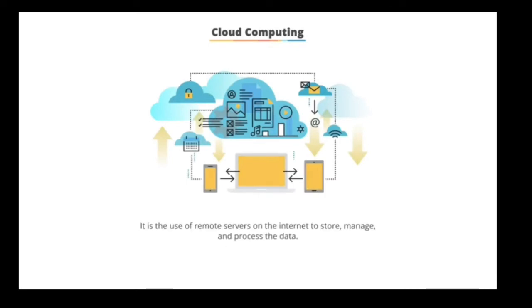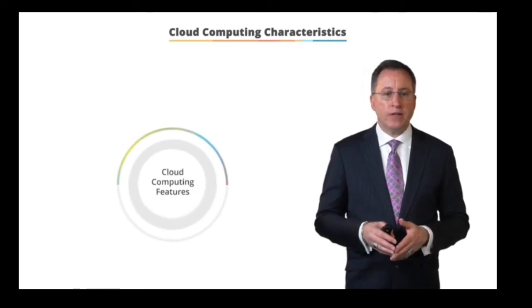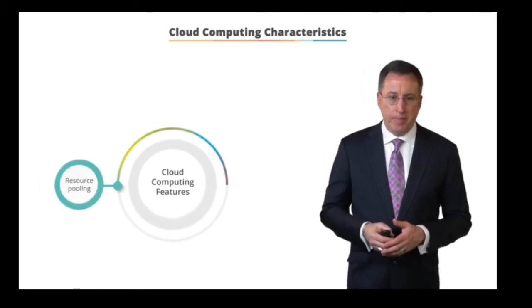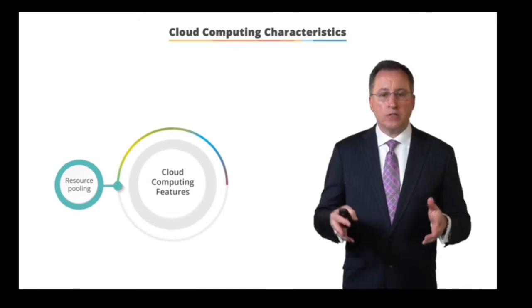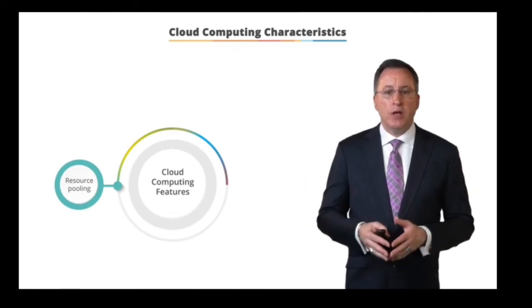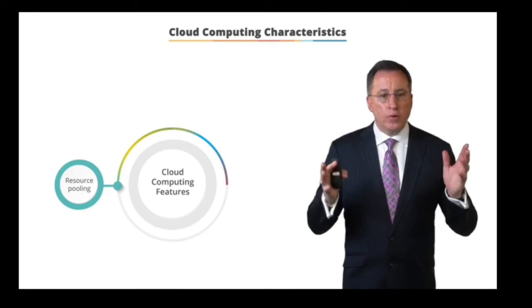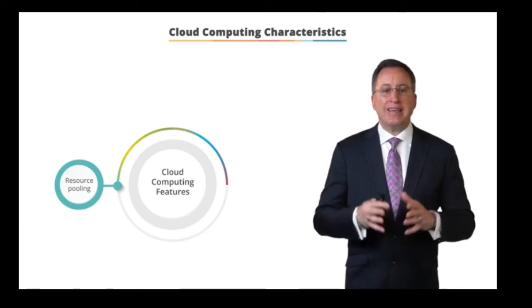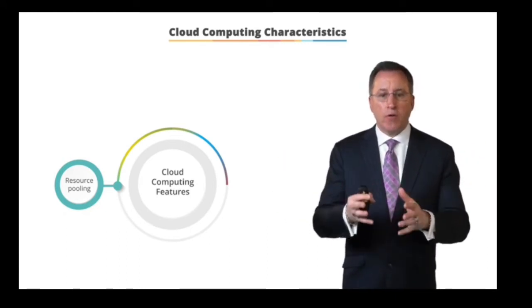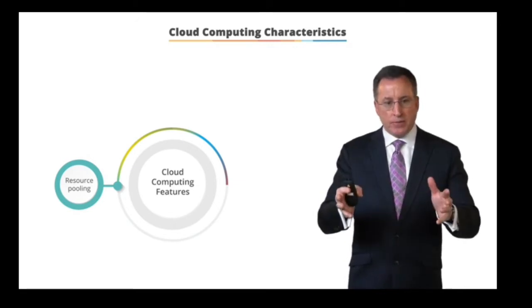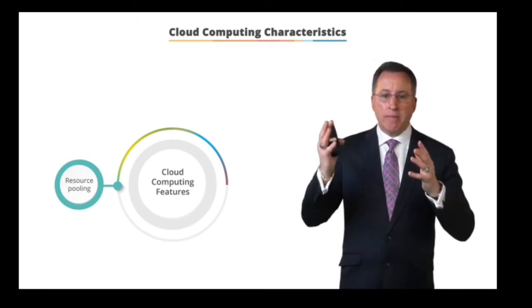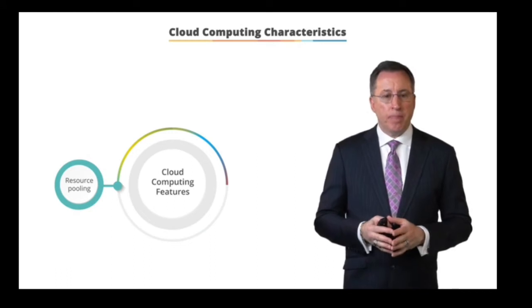Cloud computing is the use of remote servers on the internet to store, manage, and process your data rather than a local server or local computer. Five essential cloud computing features. Resource pooling. The provider's computing resources are pooled to serve multiple consumers using a multi-tenant model with different physical and virtual resources dynamically assigned and reassigned according to consumer demand. Examples of resources include storage, processing, memory, and network bandwidth.